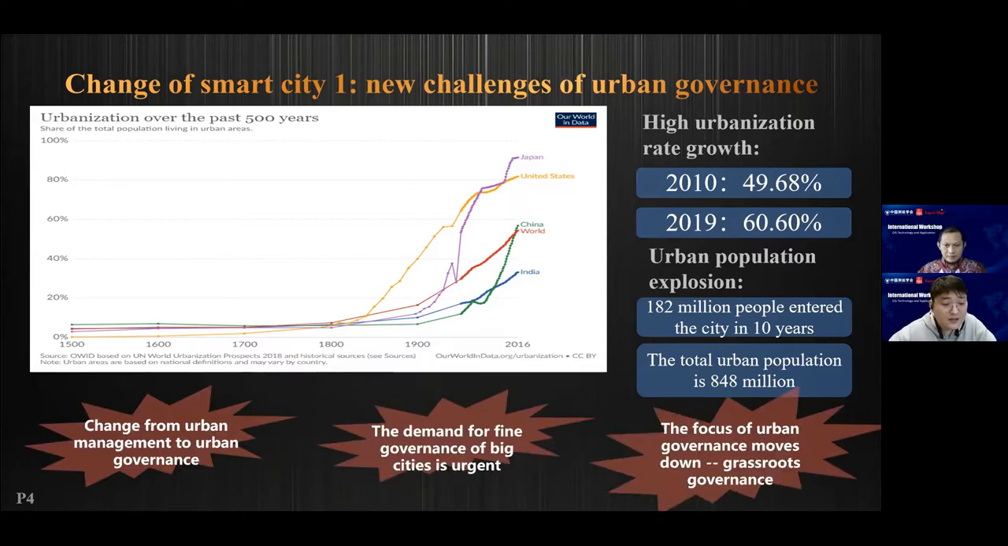It also brings a lot of challenge to the smart city construction, such as the change from urban management to urban governance. The demand for fine governance of big city is very urgent, and the focus of urban governance moves down. It moves to the grassroots governance. And about this one, later in the multi-grid, I will also discuss with you.